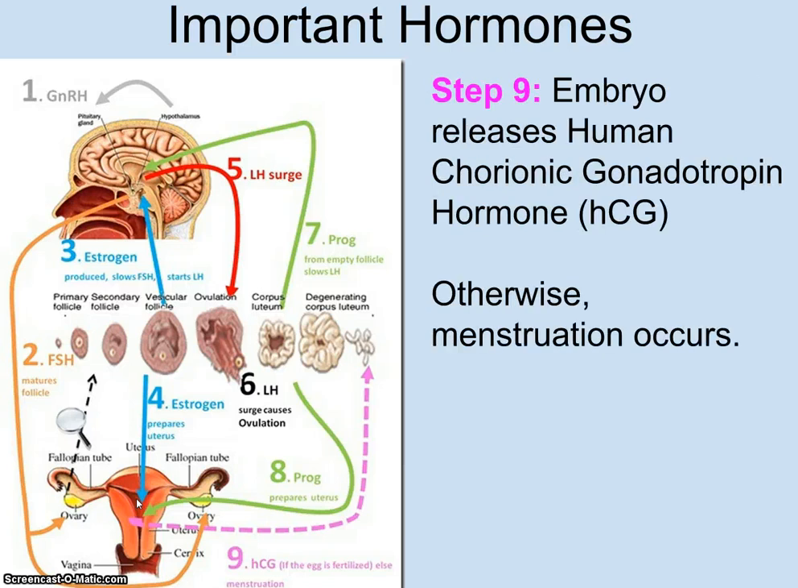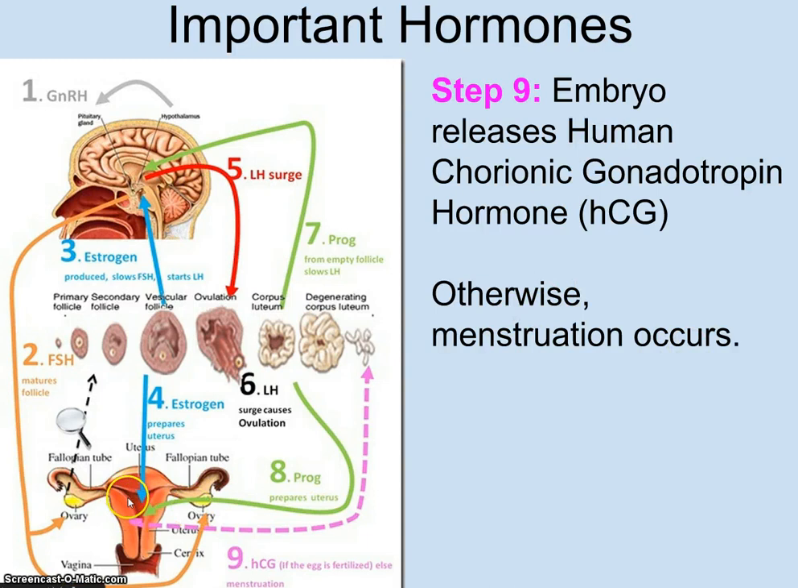Okay. The last thing that happens is if the egg is fertilized, the embryo will release another hormone, and it will stop menstruation, right? It'll go up to the brain and it'll be like, don't do anything else. Hypothalamus, take a break for 9 months. And the whole process of menstruation will not happen, right? If the embryo, which is a developing baby, is formed. Otherwise, if that egg is not fertilized, menstruation will happen.